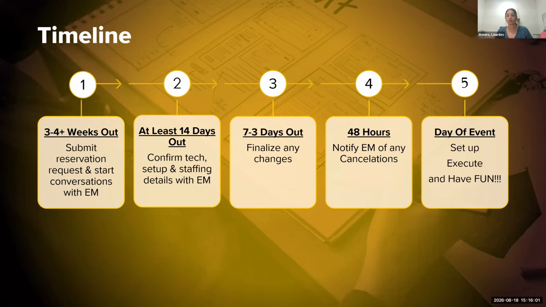And then 48 hours out is when you would notify us event managers if you're planning to cancel. Sometimes events get canceled for weather or because maybe all of a sudden your executive board can't all meet on this Wednesday night anymore, and maybe you need to switch it to a Thursday night. So all of that needs to happen within that time period. And then the day of your event, we're there to help you set up, execute the event, and obviously have fun.